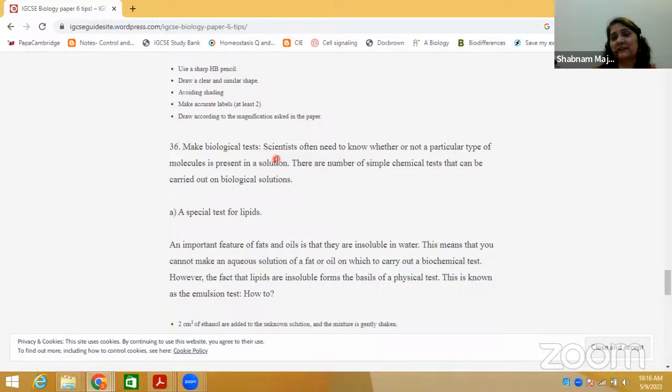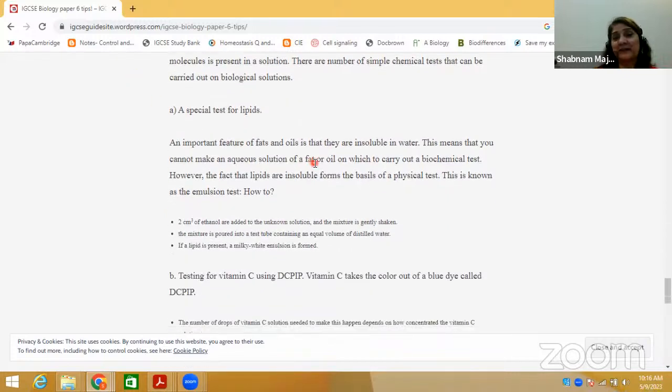Make biological tests, already discussed. You need to know whether or not a particular type of molecule is present in a solution; there are a number of simple chemical tests that can be carried out on a biological solution. The lipid test is the fat emulsion test. A feature of fats and oils is that they are insoluble in water, so you cannot make an aqueous solution of a fat or oil on which to carry out a biochemical test. When you use a sample, there are two types. If it's solid, you have to disintegrate it in a pestle and mortar and make a solution. If it's already a solution, there is no need for that. However, the fact that lipids are insoluble forms the basis of the physical test.